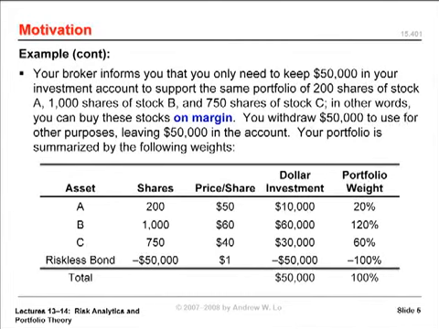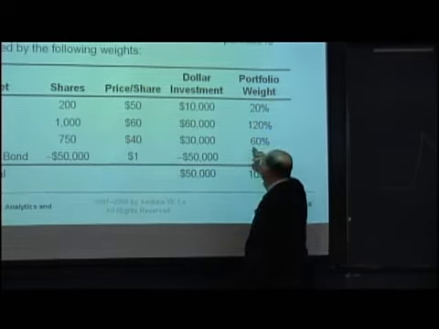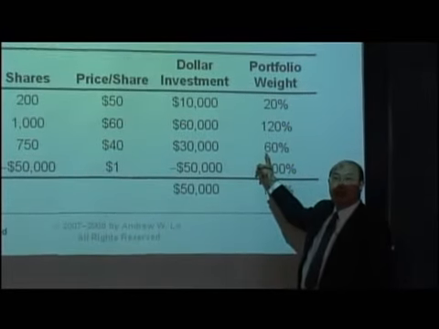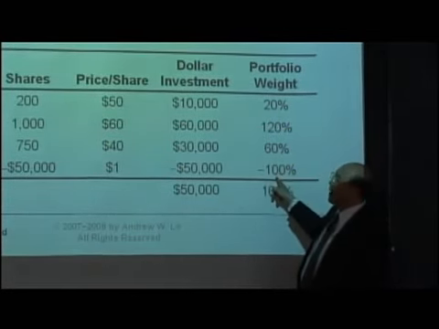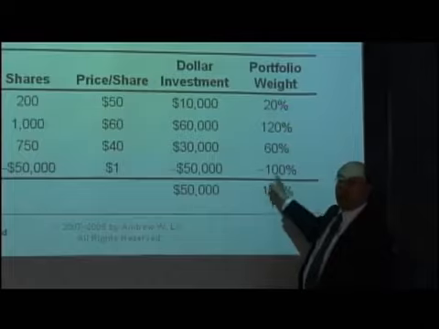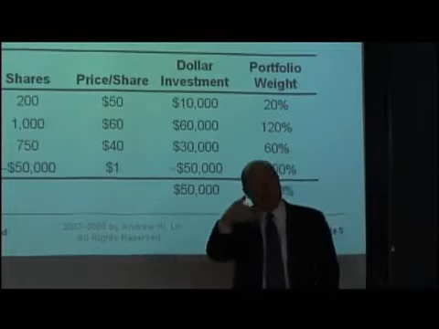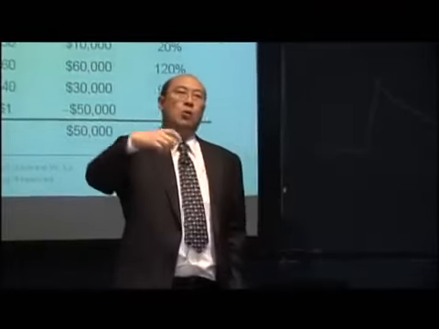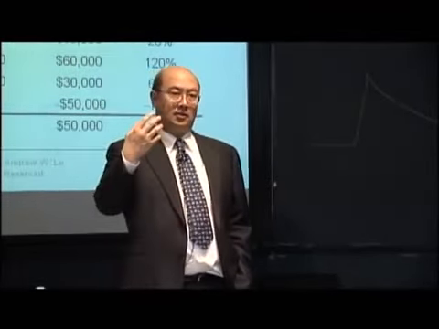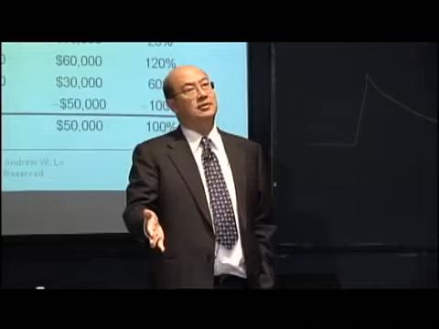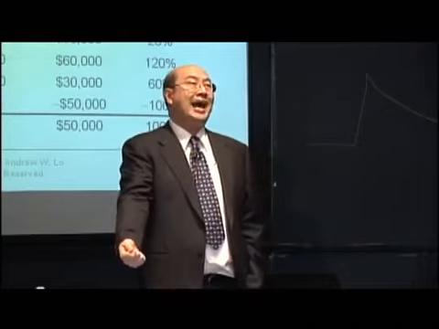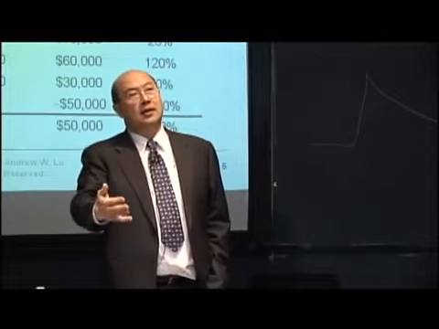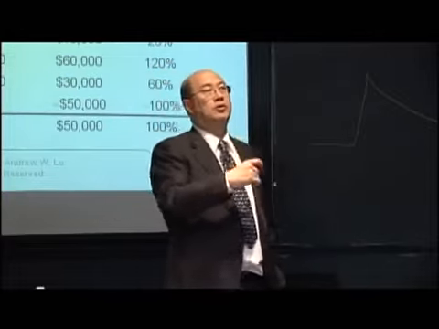Your equity positions, when you add up those portfolio weights, you get 200%. But your riskless bonds, you shorted $50,000. You're borrowing $50,000 from the broker, so you've got minus 100%. When you add those two, you get back 100%, or in this case, $50,000. So you start out with $50,000 cash, and then you buy $100,000 worth of stocks by borrowing an extra 50 from your broker.